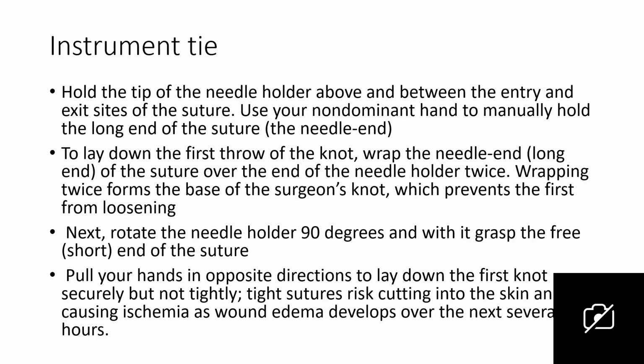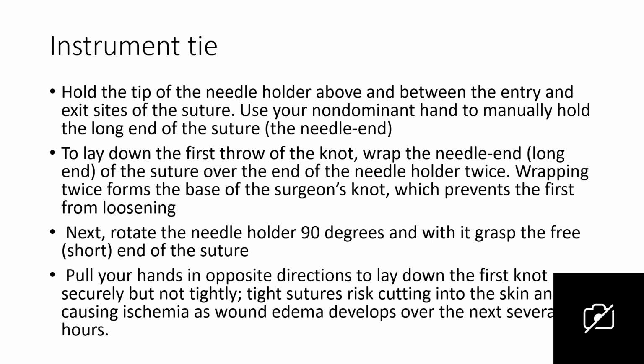Instrument tie. Hold the tip of the needle holder above and between the entry and exit sides of the suture. Use your non-dominant hand to manually hold the long end of the suture. To lay down the first throw of the knot, wrap the needle and long end of the suture over the end of the needle holder twice. Wrapping twice forms the base for the surgeon's knot, which prevents the first throw from loosening.